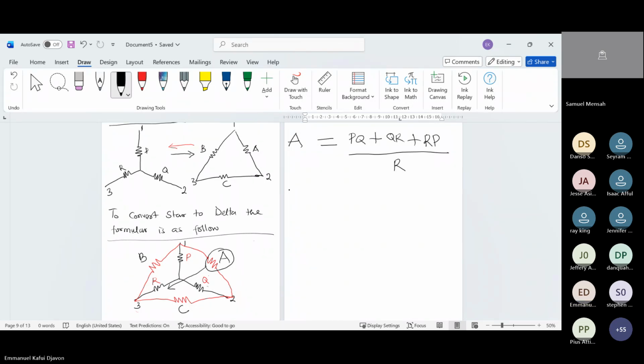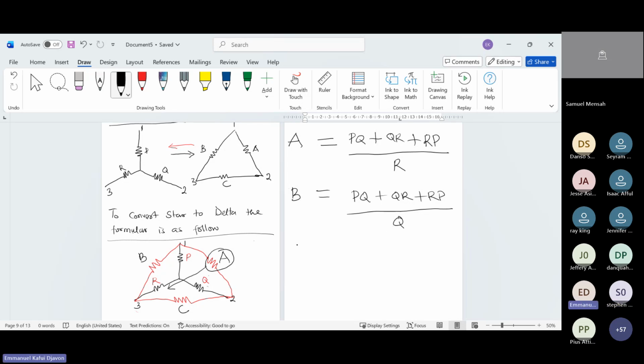Now, the numerator is always the same. It doesn't change. So if the numerator is always the same, that will give us PQ plus QR plus RP all over... Now, who can tell me what this one would be? It will be Q.